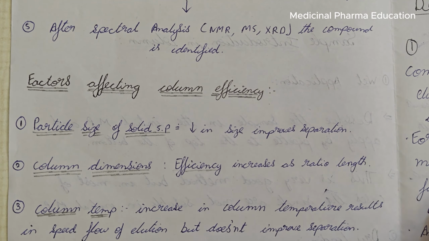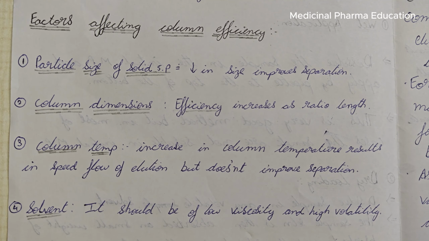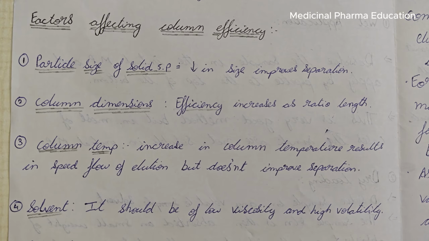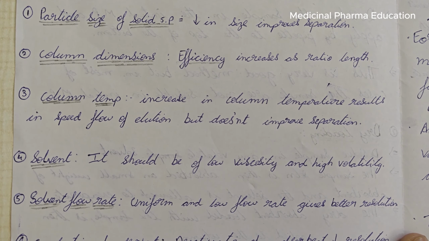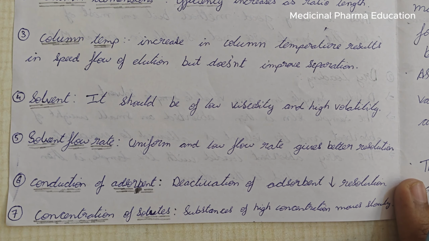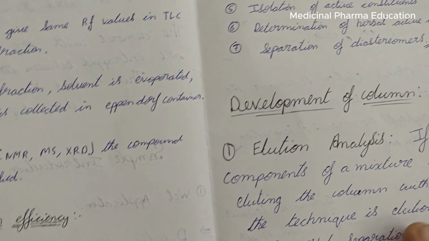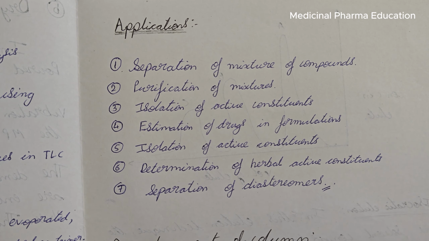Next, the factors affecting. It's all simple. The factors affecting are particle size of the solid, column dimensions, column temperature, solvent flow rate, condition of adsorbent, and concentration of solvents. Next we have applications. Just pause it and write it down. By this we complete column chromatography.